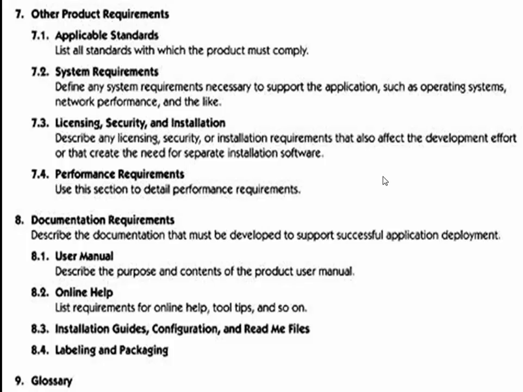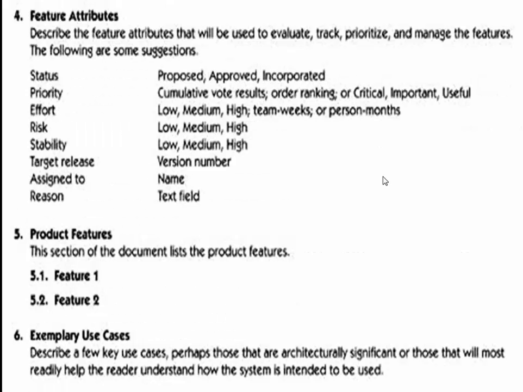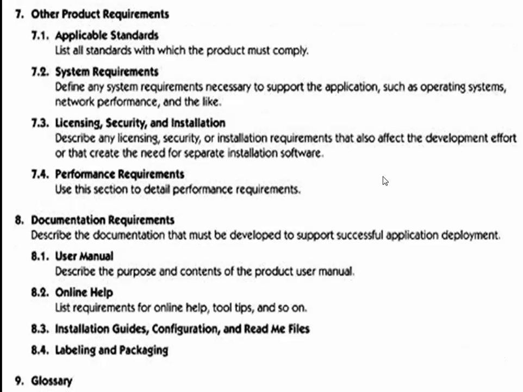Section 7 is on other product requirements. This focuses more on non-functional requirements. As you looked at section 5, this focused more on functional requirements. And this section 7 focuses on non-functional requirements like availability, reliability, performance, and so on.